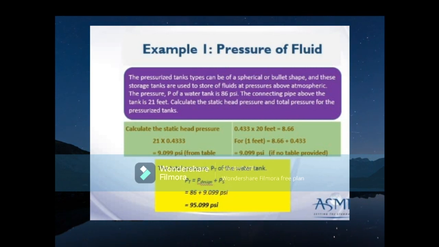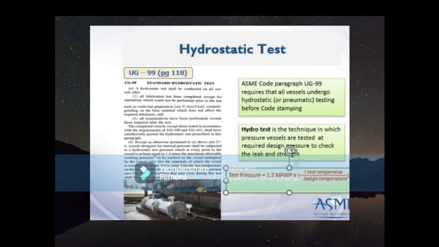To find static head pressure. First method: 21 times 0.433 equals 9.099 psi, from table. Second method: 0.433 times 20 feet equals 8.66. Plus 1 foot, 8.66 plus 0.433 equals 9.099 psi, if no table is provided. Then, the total pressure, PT, of the water tank is PT equals design plus PS equals 86 plus 9.099 psi equals 95.099 psi.